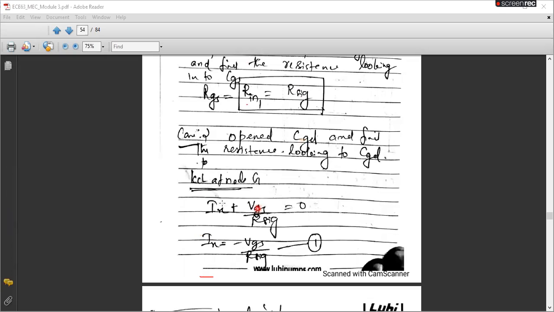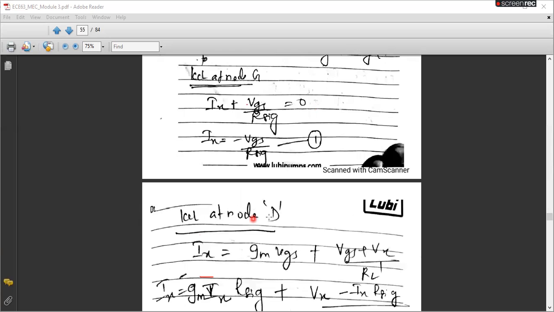Any doubts with respect to this equation? Both currents are outgoing currents. One is IX, another is the current flowing through RSIG, which is VGS by RSIG. Take this term to the right hand side. So IX is equal to minus VGS by RSIG, equation number 1. Now we will go with the other node D.